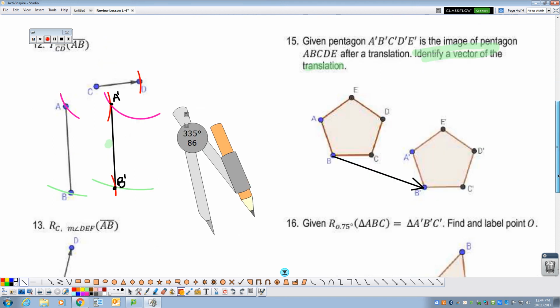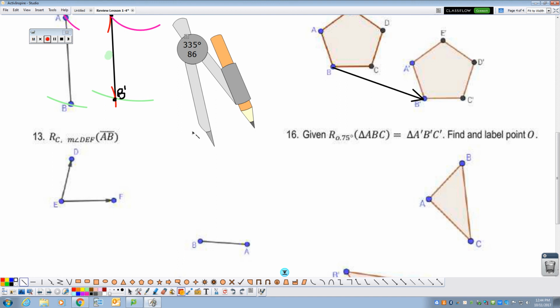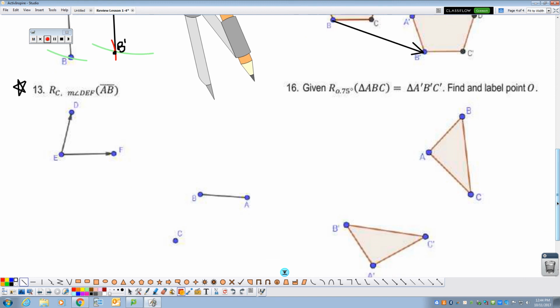But that's it. Number 13. Now this is the one that you may or may not have to do, depending on which class you're in. So we're going to call this like a bonus construction at this point. But this is where we're going to rotate segment AB around point C. And what that means is point A needs to rotate and point B needs to rotate. And they're both going to rotate according to this angle.